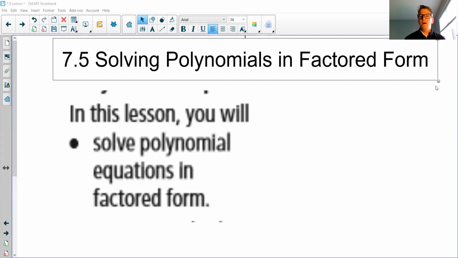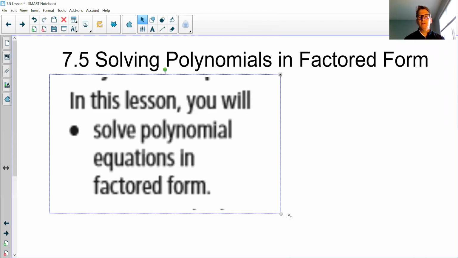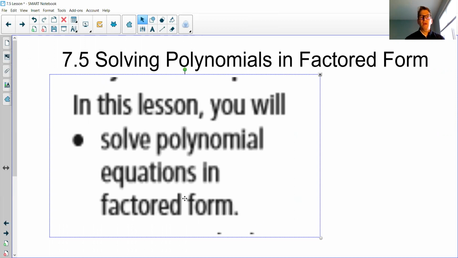Okay, solving polynomials in factored form, 7.5. We just finished up the quiz, 7.1 through 7.4, great job on that. So we're moving right into 7.5. Before we actually learn how to factor, we're going to do some solving with them and go through the zero product property again.